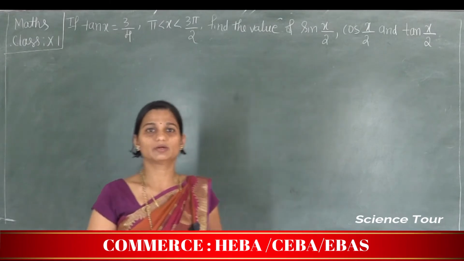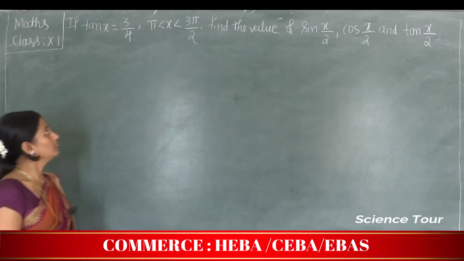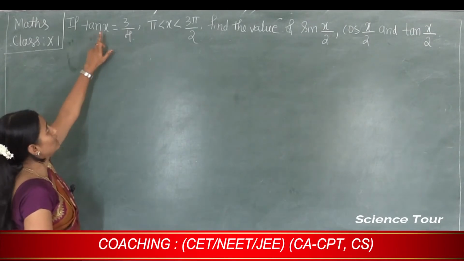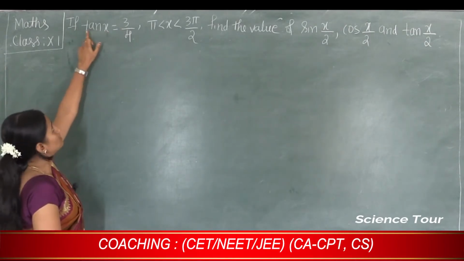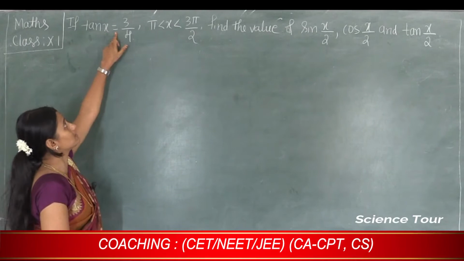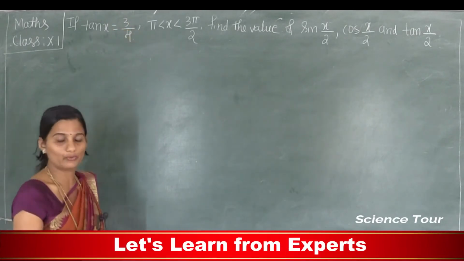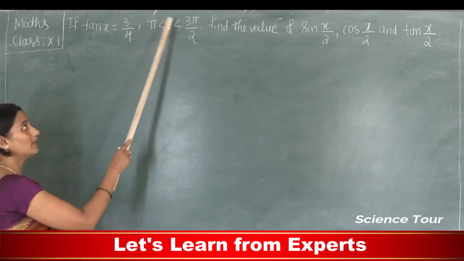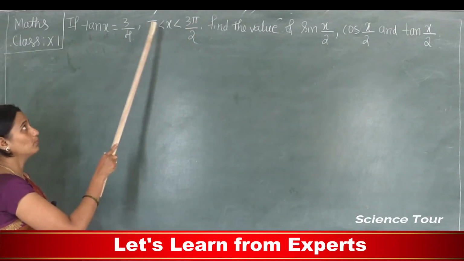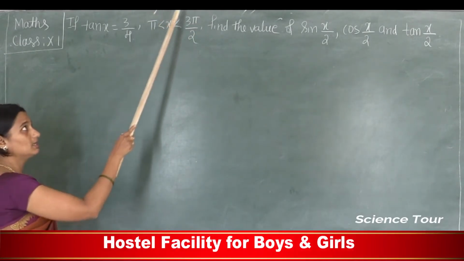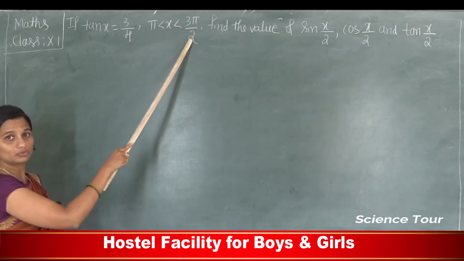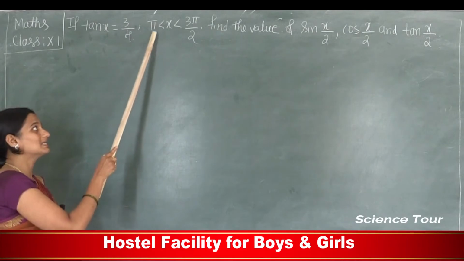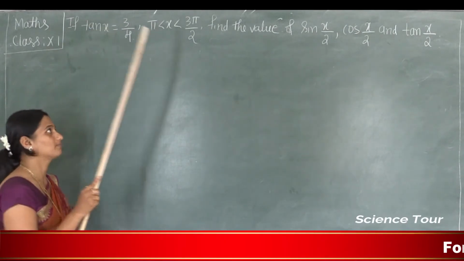Hello students, welcome to maths class. The next question is: if tan x is equal to 3 by 4 and x lies between pi and 3 pi by 2. Pi is 180, 3 pi by 2 is 270. Means x lies in which quadrant? x lies in the third quadrant.